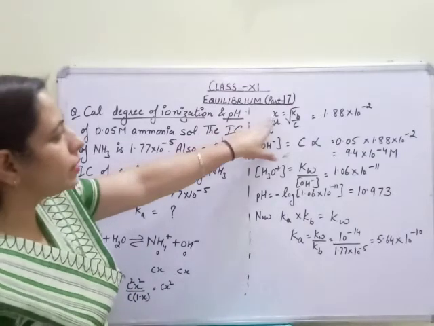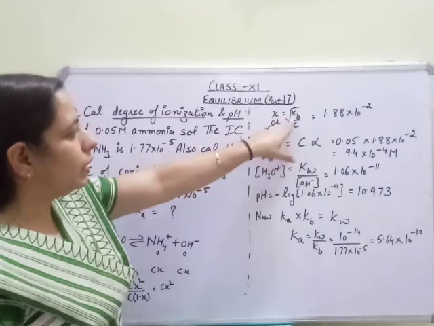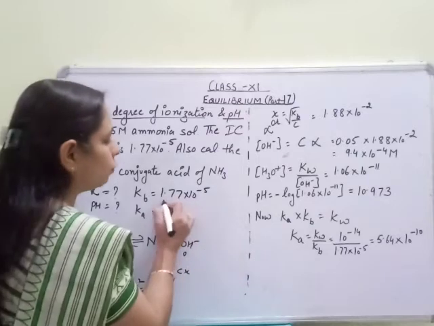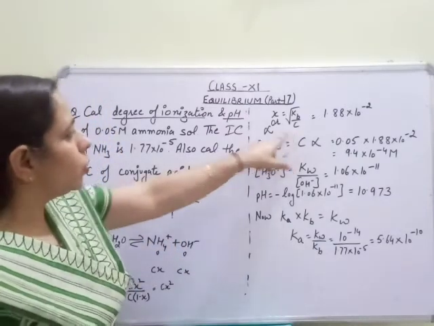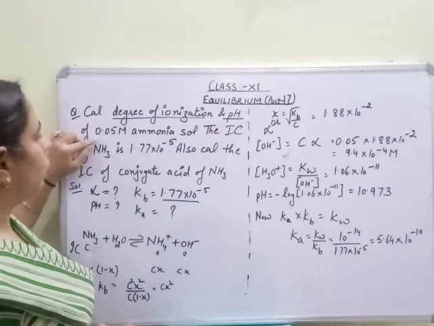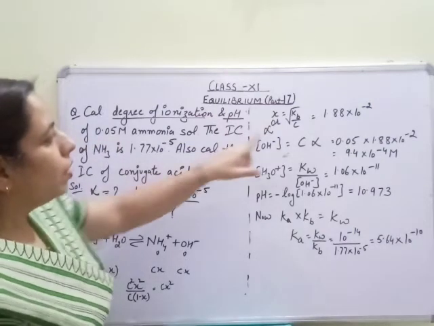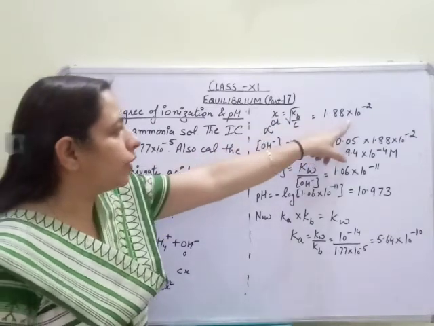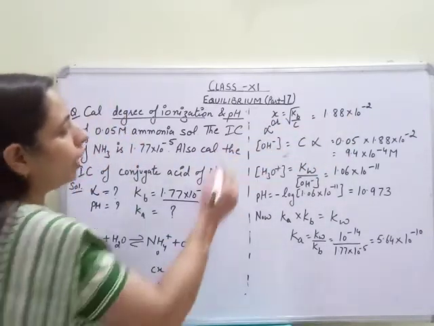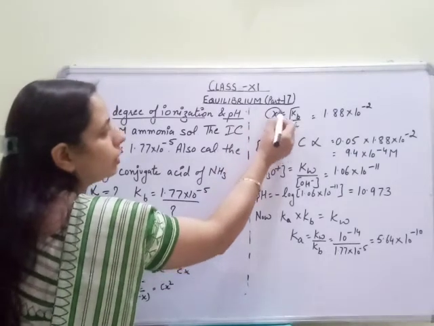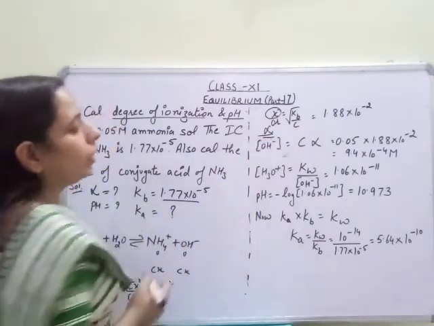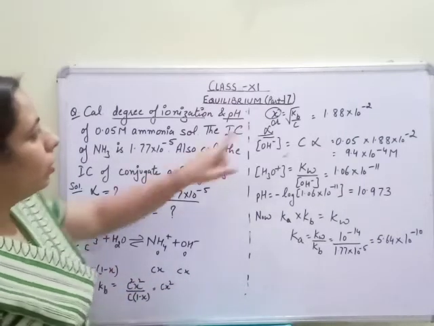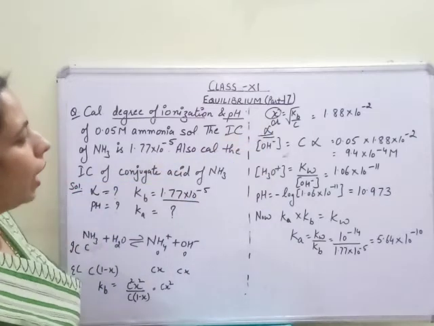To find x, square root of Kb upon C. Kb हमें पता है 1.77 into 10 to power minus 5, it was given to us. Concentration कितनी है इस solution की, that is also given to us, that is 0.05 molar. By putting up the values, the value of x will be 1.88 into 10 to power minus 2. अब ये x यहाँ है क्या, what this x is, this is the alpha only, that is the degree of dissociation. यहाँ हमने alpha ना लिखकर x लिख लिया था, so x is the same, that is alpha here.